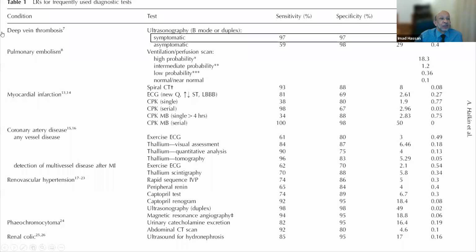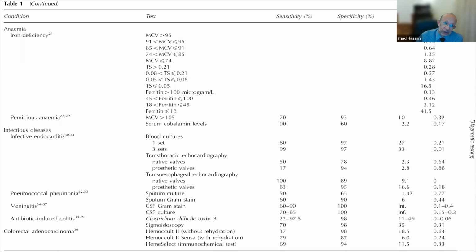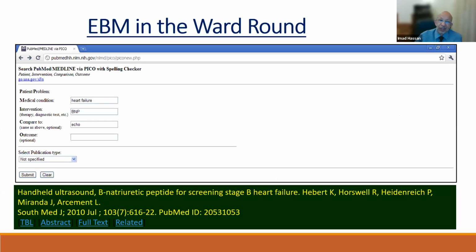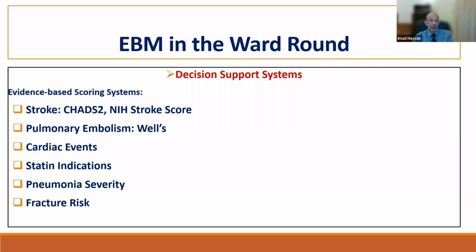Now, this is again about some tests for DVT, pulmonary embolism, myocardial infarction, coronary disease and hypertension. And these tests show the sensitivity, specificity, and likelihood ratios. And again, it becomes a fascinating read while you are doing the ward round. You can see there are loads of tests which become very useful to know about when you are dealing with a patient. You can do a PubMed PICO search while you are seeing the patient, and find the result there.